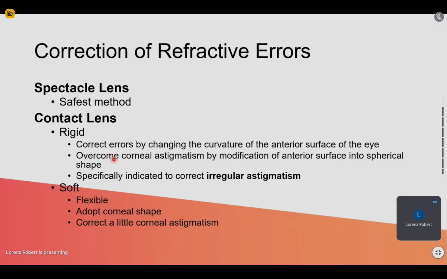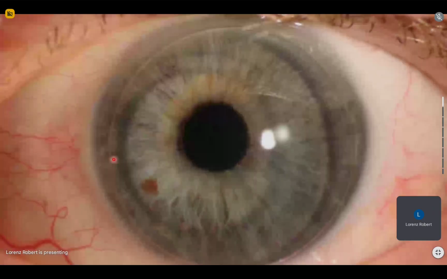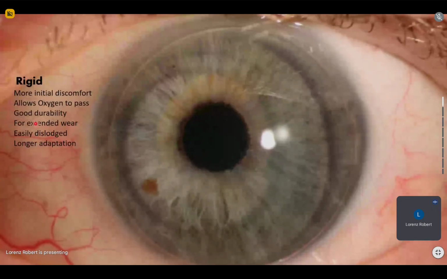So it overcomes the corneal astigmatism by the modification of the anterior surface of the cornea into a more spherical shape. So this is usually indicated to correct irregular types of astigmatism. Whereas soft contact lenses are flexible, they adapt to the shape, but they correct little of the corneal astigmatism. So scleral contact lenses, are they right for you? Depends. So this one is a rigid contact lens.